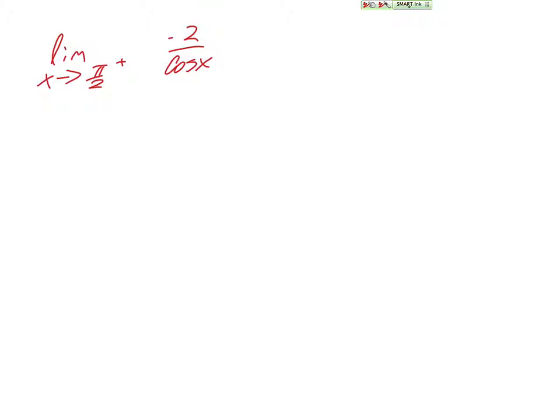So where's pi over 2 located? 90 degrees. Since it's cosine, what's my x value up there? 0. So that means it's 0, and I get -2 over 0. So what does that mean I have at pi over 2? I have an asymptote there. So technically, the limit does not exist, but we're going to figure out where it's going.